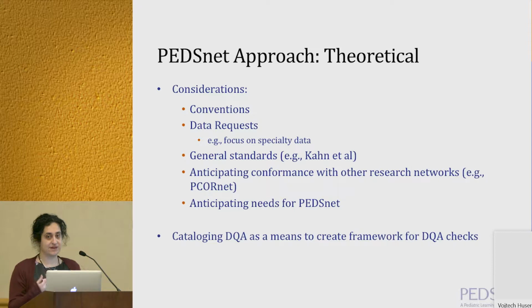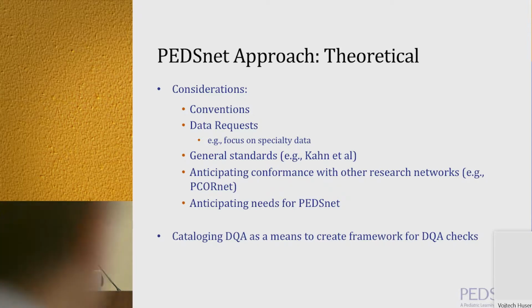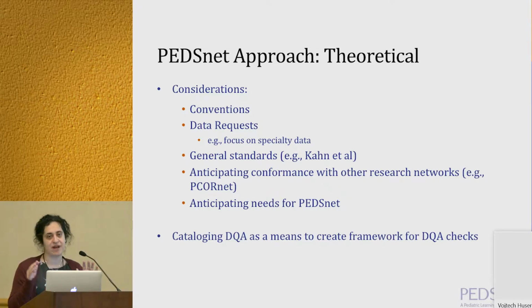Michael's paper was very important in helping us frame how we are tagging and thinking about data quality. Anticipating conformance with other research networks: like I said, we participate in PEDSnet, so that was a big thing. And then anticipating needs for PEDSnet: where are we going and how should we frame our data quality to do that? So as I said, this was a very pragmatic approach that we took.